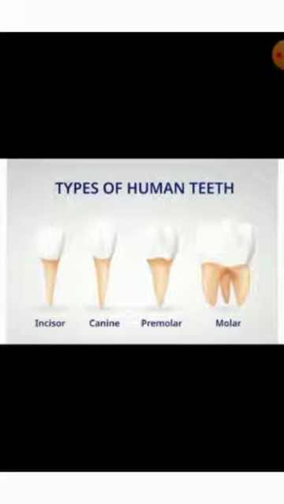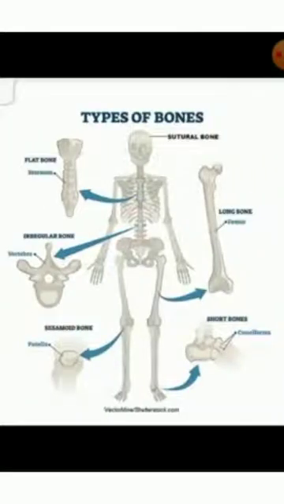Incisors are used for biting and cutting the food. Canines are for piercing and tearing the food. Premolars are used for chewing and grinding the food. Same as molars, which are also used for chewing and grinding the food properly, right? So these are the different types of teeth.